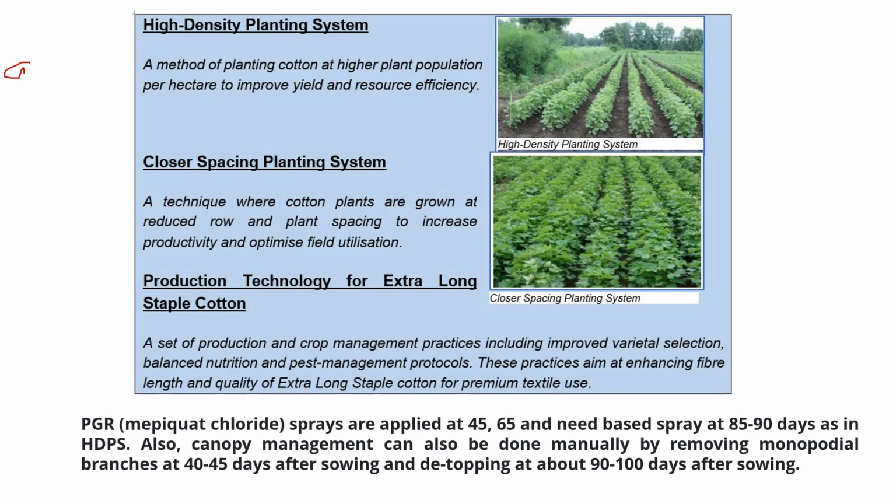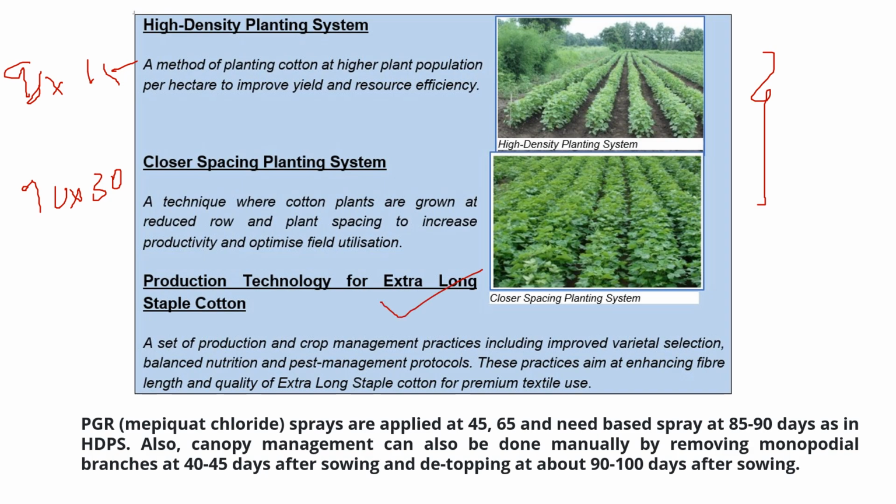So look at the high density plantation system. Here the spacing will be 90 into 15, whereas in closer spacing planting system it is 90 into 30. These two are followed under National Food Security Mission. Government has introduced this, and other technologies, for extra long staple cotton.